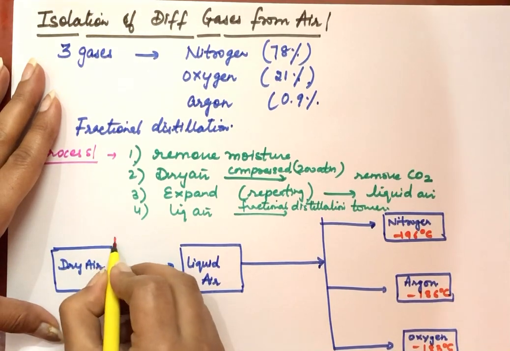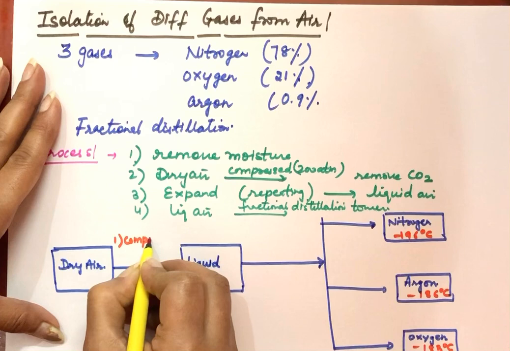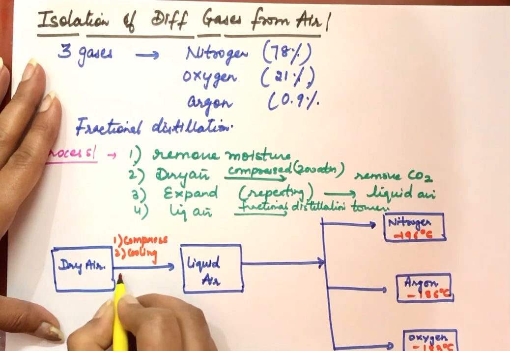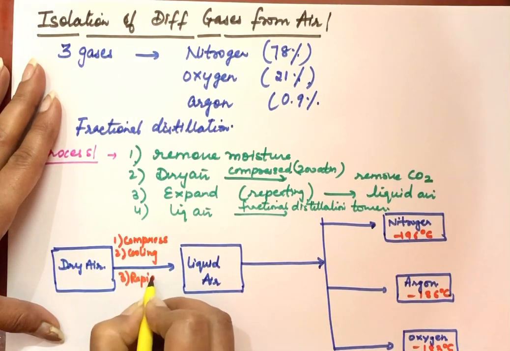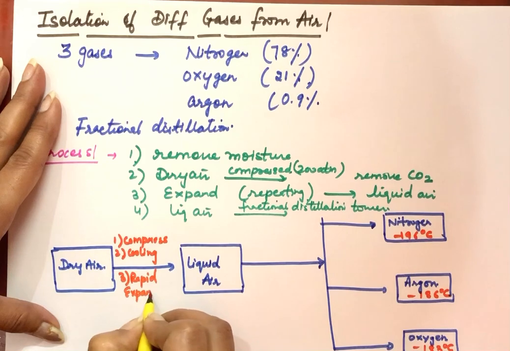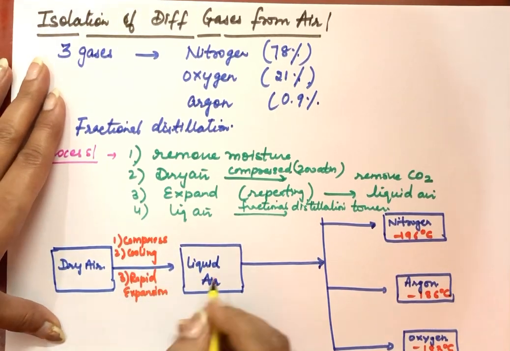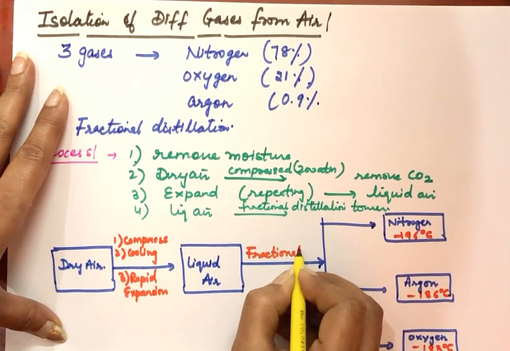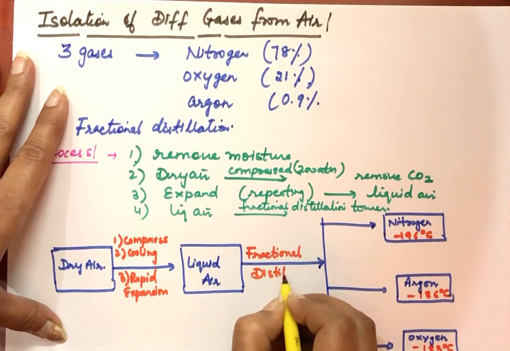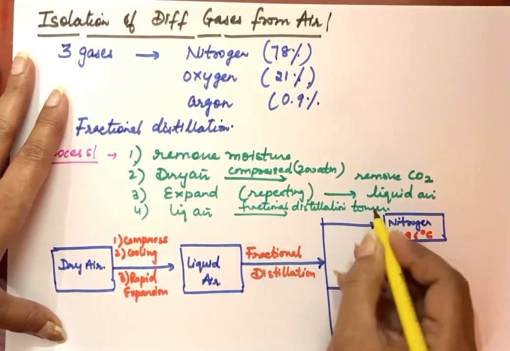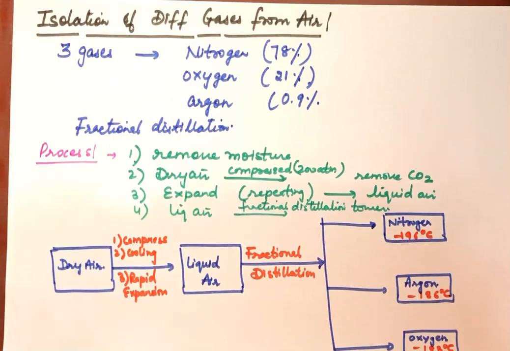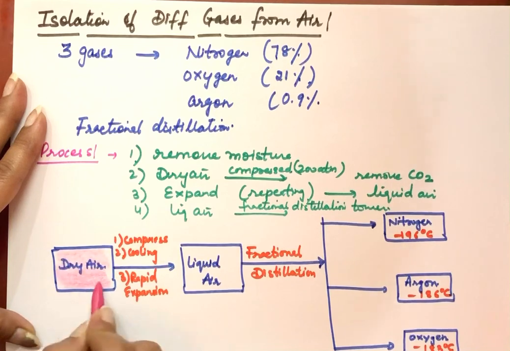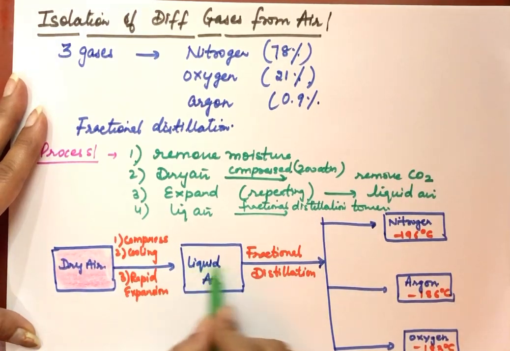So dry air, first of all we have to compress it, then we have to cool it, and then we have to expand it rapidly. So rapid expansion. When we do this thing repeatedly, the dry air will change to the liquid form, and then this liquid air is subjected to fractional distillation. It is sent to a fractional distillation jar, and these gases will separate at different heights in this jar. This is the method of how we can separate the different components of air.